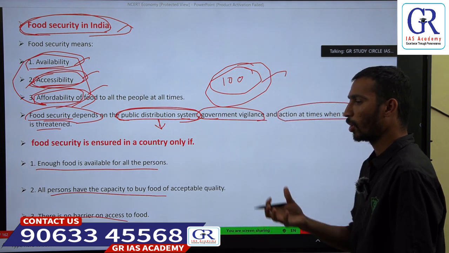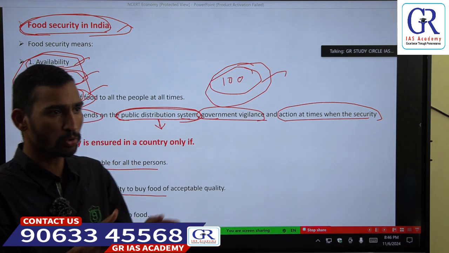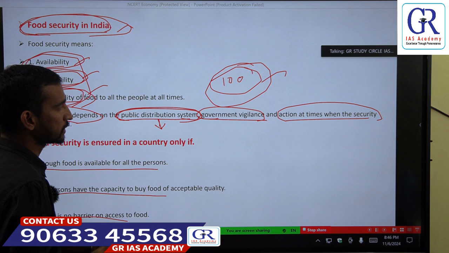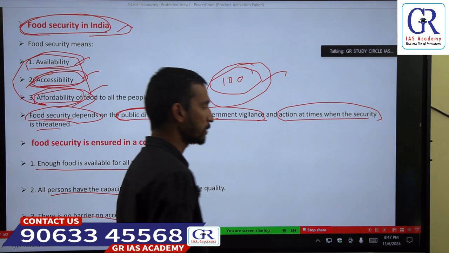Government will procure the food from food surplus countries, food surplus states or else from food surplus people.